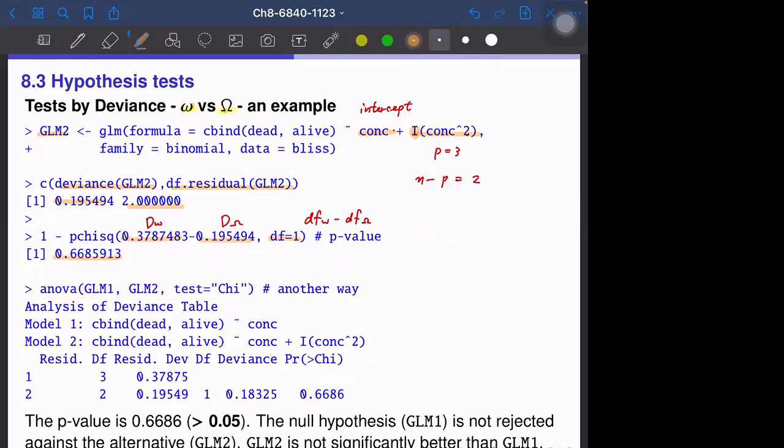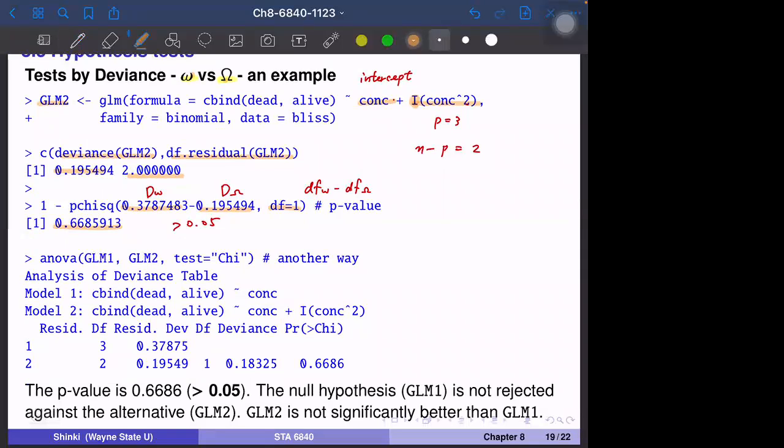And the p-value is 0.668, so that is much larger than 0.05. So we do not reject the null hypothesis. I would say the larger model isn't significantly better than the smaller model. Actually, the smaller model is even sufficient compared to the saturated model. So it's almost the expected result.